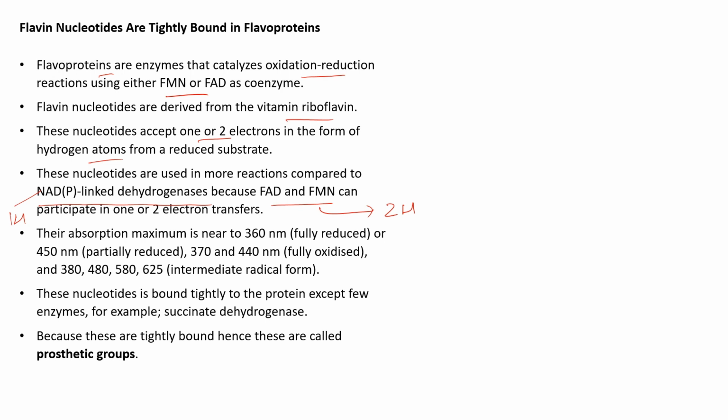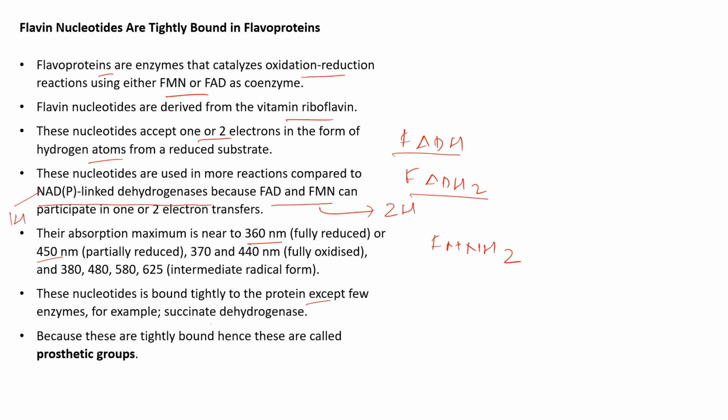If we talk about their absorption maxima, they have absorption maxima at various ranges, like 360 nm in case of fully reduced or 450 nm in case of partially reduced. What do we mean by fully reduced and partially reduced? FADH is partially reduced. FADH2 is fully reduced. Similarly, FMNH is partially reduced. FMNH2 is fully reduced. Because it can take up to 2 hydrogen, it can be in 2 forms, either FADH or FADH2. Clear?